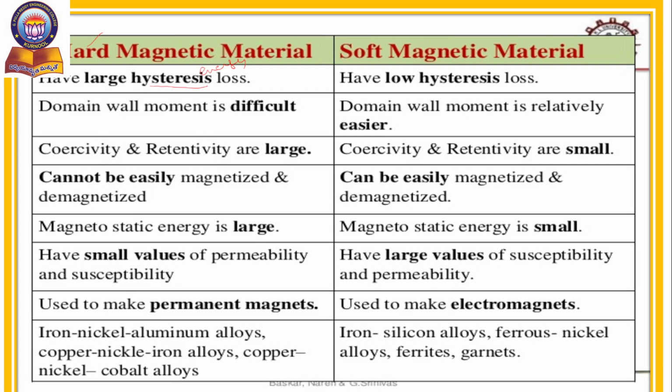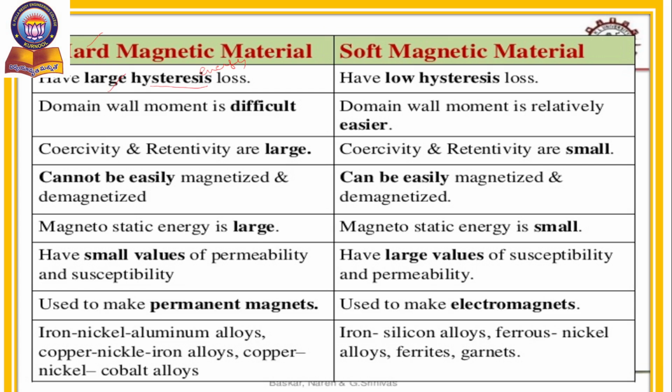But once they get magnetized, the magnetization is retained by the material for a long time, and demagnetizing that material is also difficult. That is why the name of these materials itself is hard. So for the cycle of magnetization and demagnetization, the energy lost by the material is more. That we call hysteresis loss, and it is large.